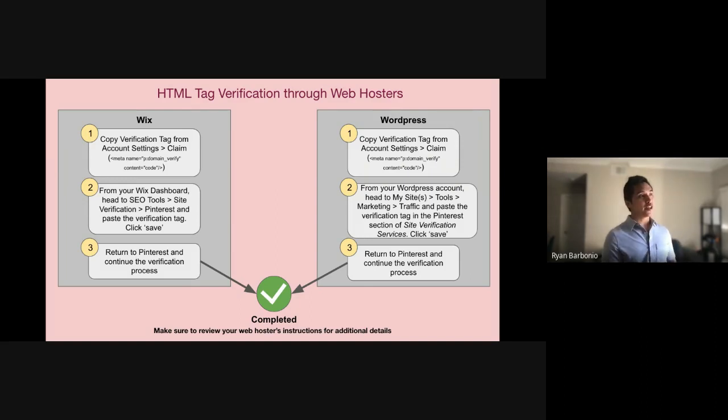From the slide here, for Wix users, if we look at step 2, you're going to head from your Wix dashboard and navigate to SEO tools, then onto site verifications, and look for a Pinterest section. And there you should be able to paste the verification tag and save your edits.